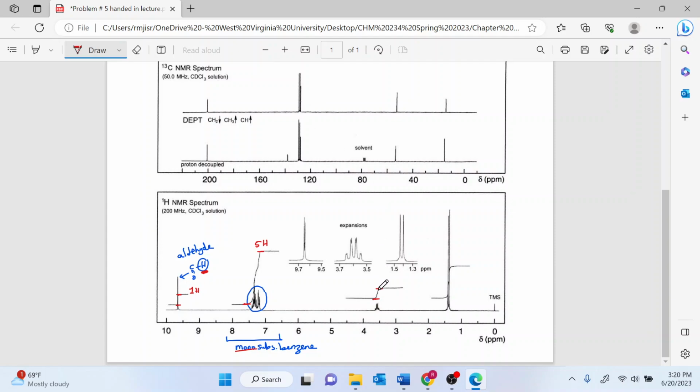This integration here has the same length as this integration here. So probably this one is going to be 1 hydrogen. And I know that the first peak always is going to be a CH3. And this one looks like 3 times the distance of this integration. So this is going to be 3 hydrogens. Okay, you can do it this way.